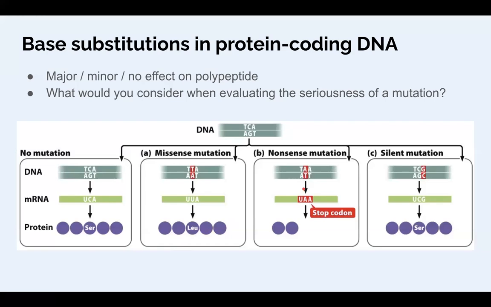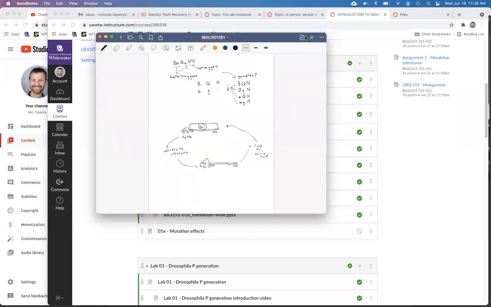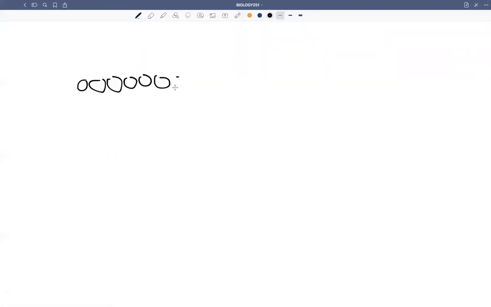Nonsense mutation, we typically think of having maybe a more severe effect. Let's go here. All right, so I'm going to draw just a series of circles, kind of like what your book has there, for the amino acid sequence of the protein.